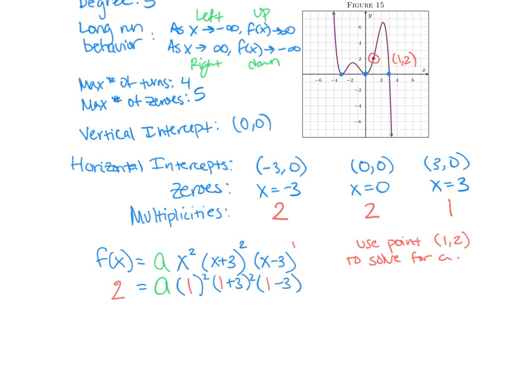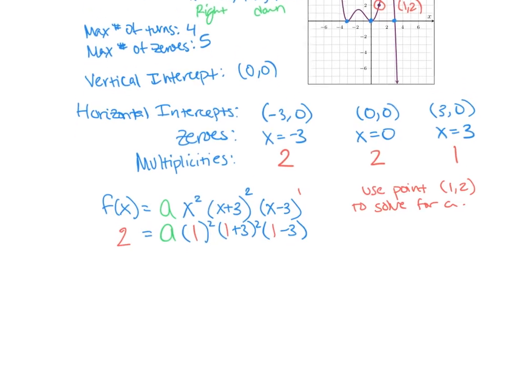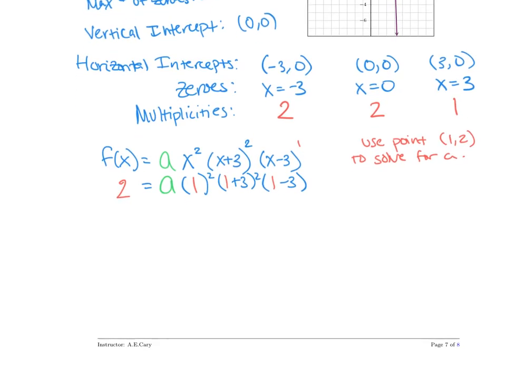Okay, so we've plugged 1 everywhere we see an x. We plugged 2 for our f of x, which is our y value. Let's go through and solve. So this is going to become 2 is equal to a times 1 squared, which is just 1. Let's see, 1 plus 3 is 4 squared. 1 minus 3 is negative 2.